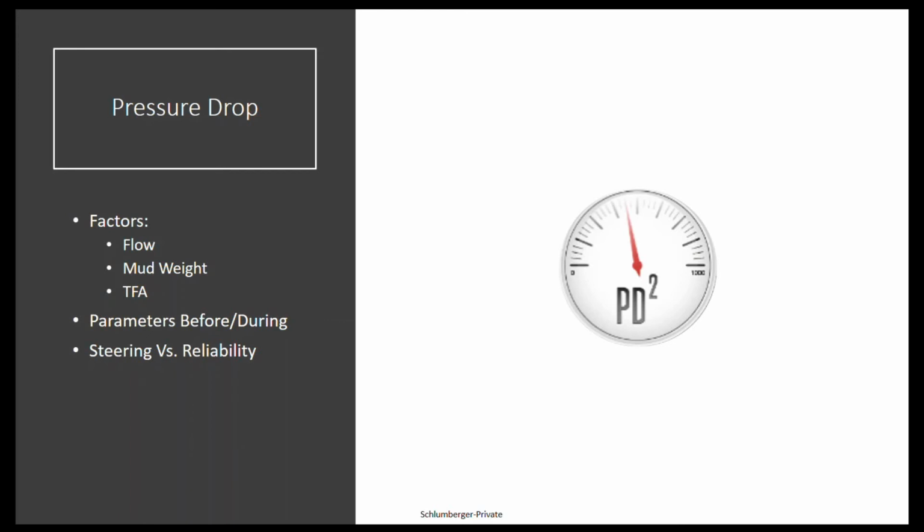So to summarize this pressure drop video, remember there are three main factors: flow, mud weight, and TFA. Remember, if your parameters change during the run, you need to reevaluate what your corresponding pressure drop will be and adjust accordingly to maintain the optimal balance between steering and reliability.